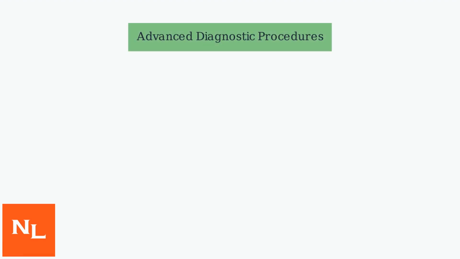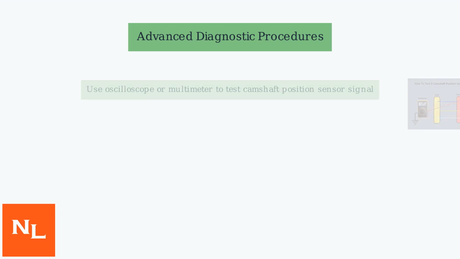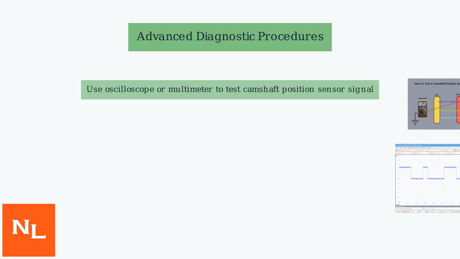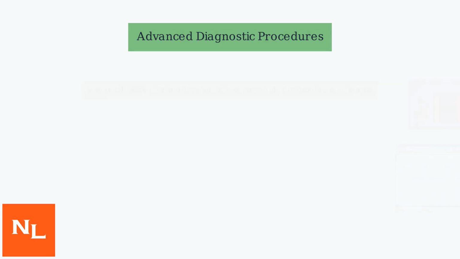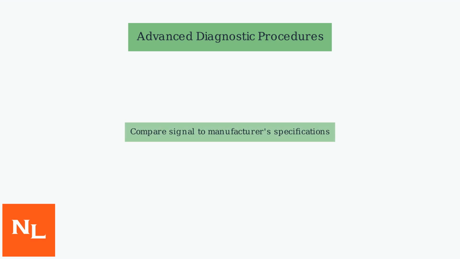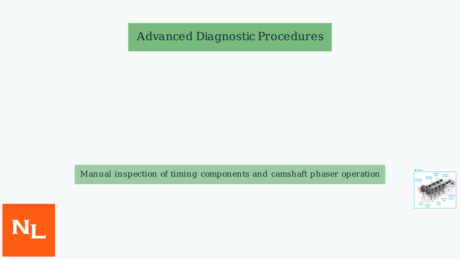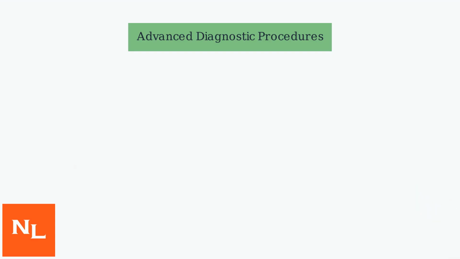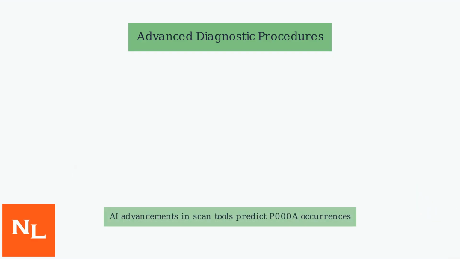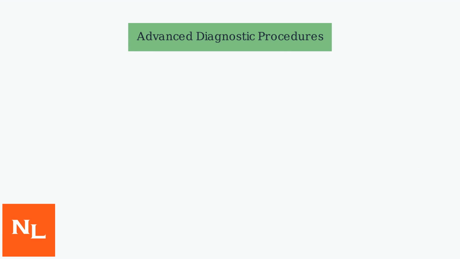Advanced diagnostic procedures begin when initial checks fail to identify the issue. Use an oscilloscope or multimeter to test the camshaft position sensor's signal. Compare the signal to the manufacturer's specifications to ensure accuracy. Perform a manual inspection of timing components and camshaft phaser operation. Advancements in scan tools incorporate AI to predict P000A occurrences, reducing repair guesswork.